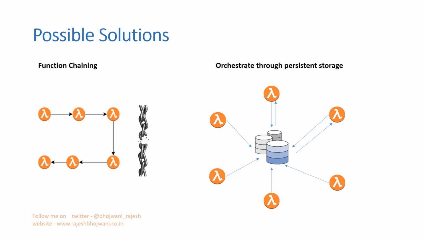suppose some of the Lambda functions fail, then the chain is broken, and how do we handle it? That orchestration solution is not available right now. Another option we have is using persistent storage like an AWS database.